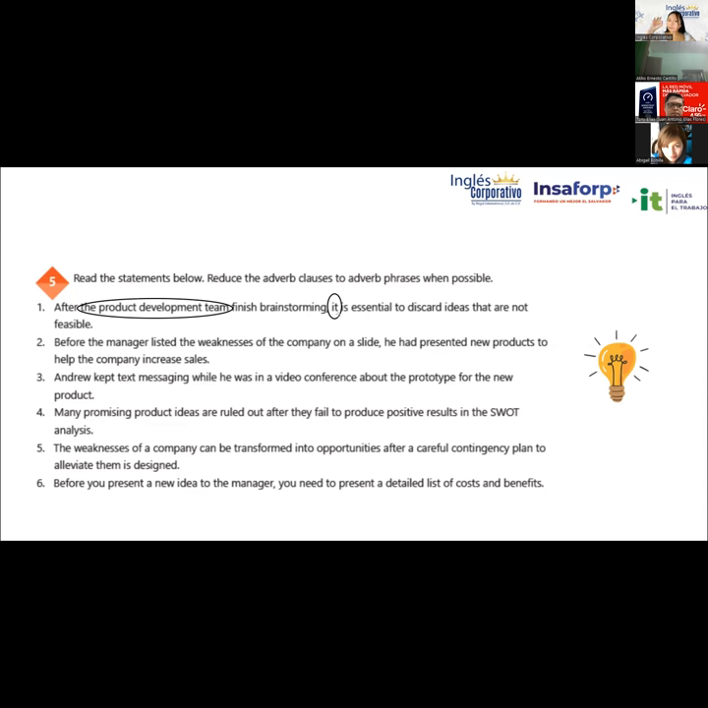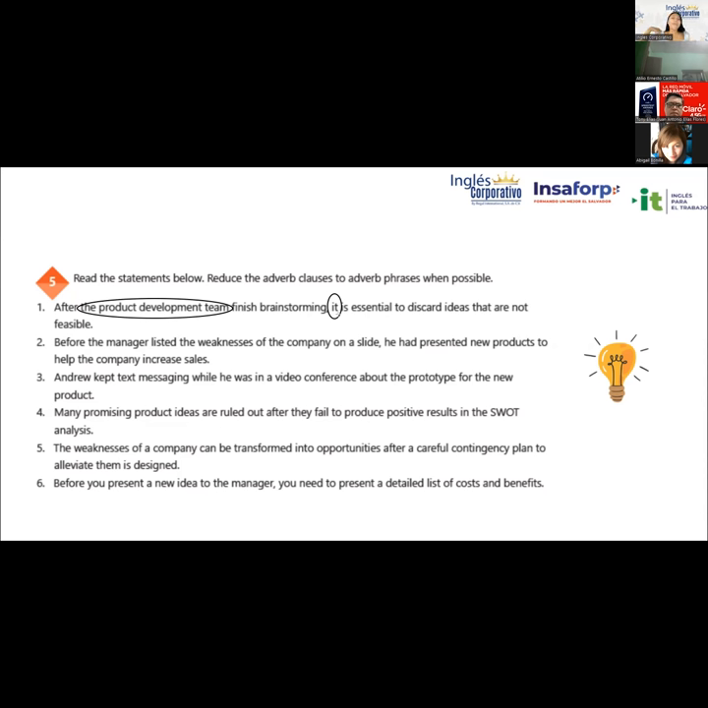What about number three? Can we reduce it? Yes or no? And if so, which is the answer? Andrew keeps text messaging while... Yes, Abigail, very good. Being?